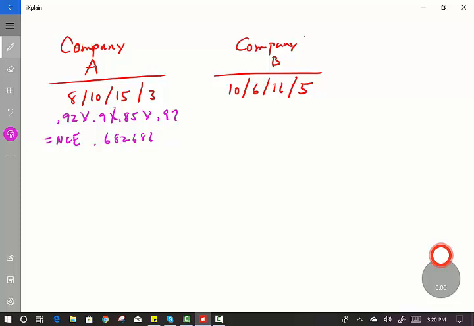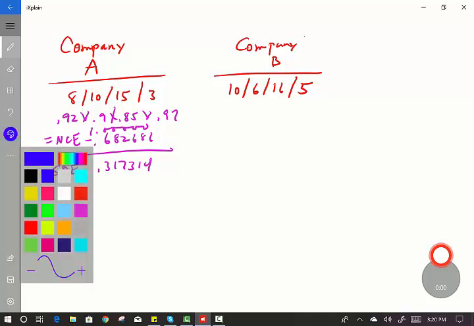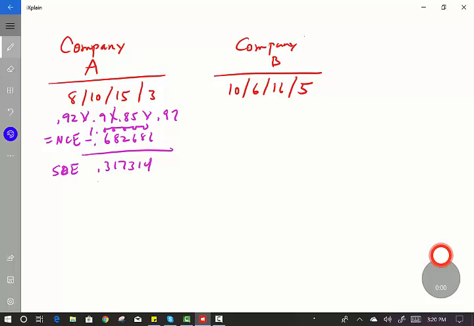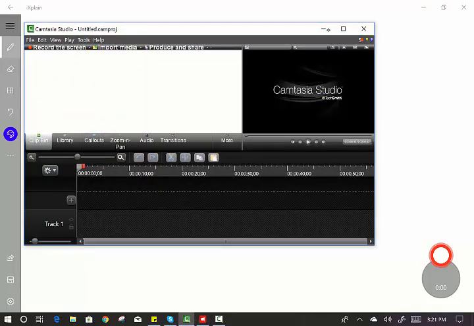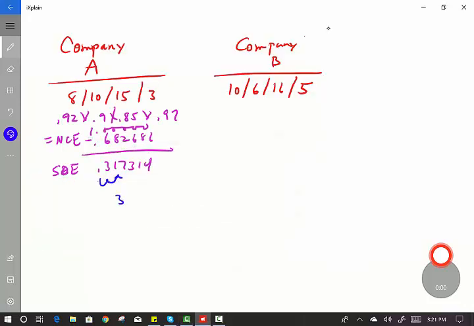I'm going to subtract that from the whole number of 1, and that's going to give me the single discount equivalent of 0.317314. And then all I do from here is move my decimal point 2 places to the right, which gives me 31.73%.